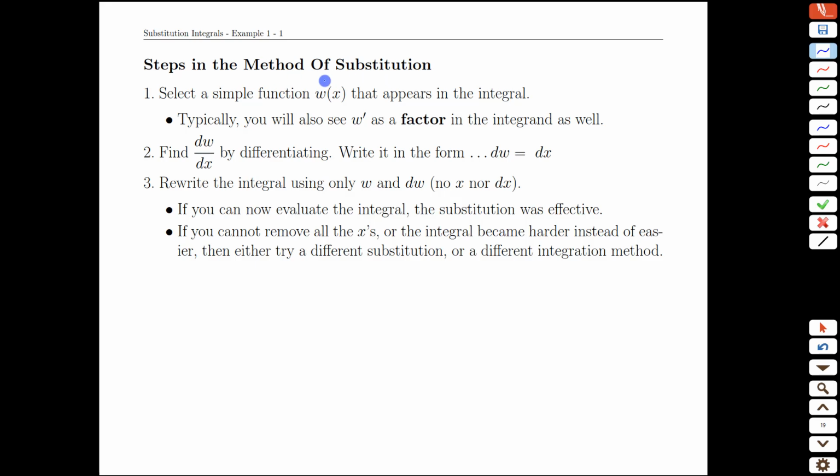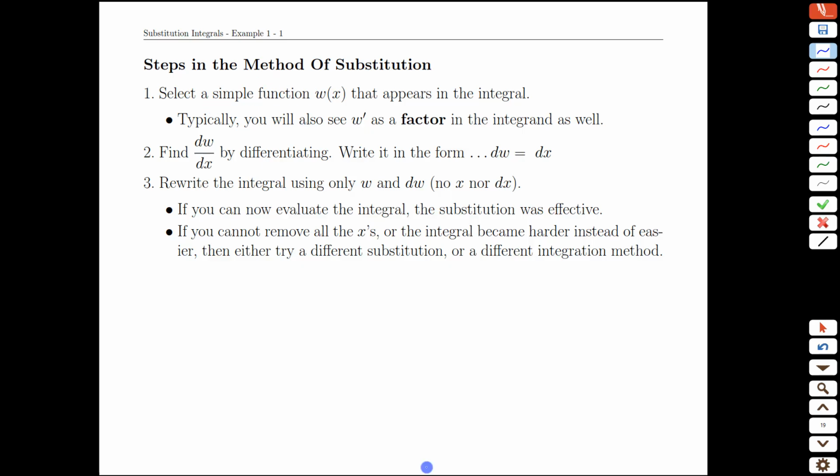We've now seen the method of substitution through an example or two. What we'd like to do now is formalize the process. If you're going to try the method of substitution, and again, keep in mind for integration, there is a trial and error element to it. You do have to try something, see if it works, and if it doesn't work, try to identify why, and see if you can improve your method or choose a different method that's more appropriate.